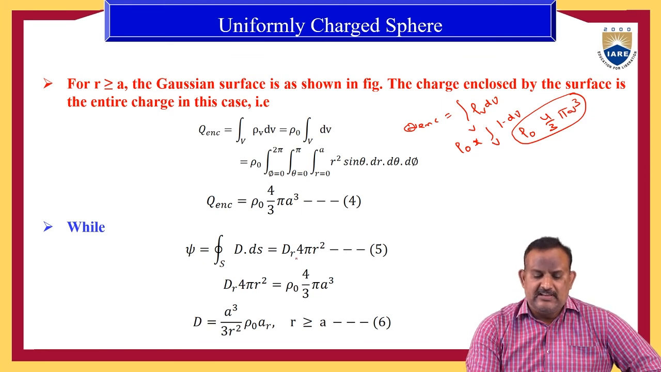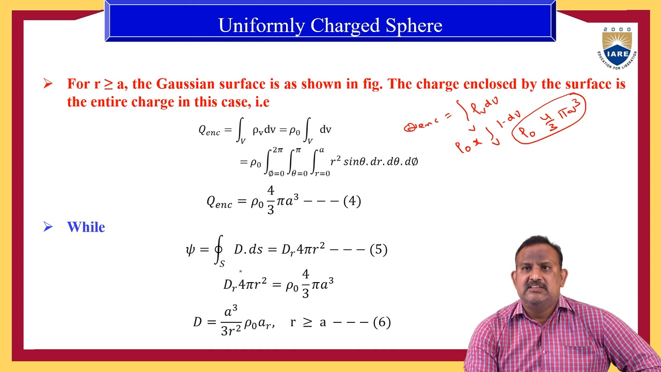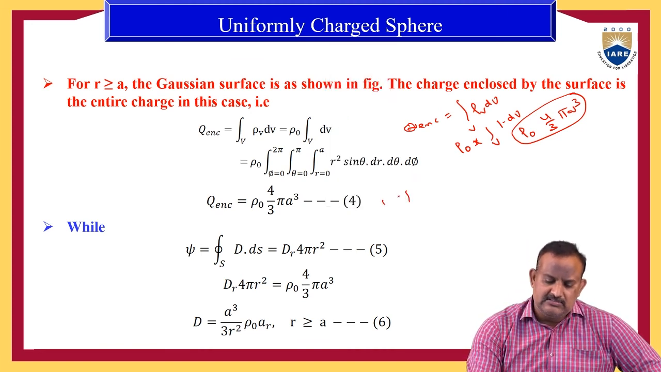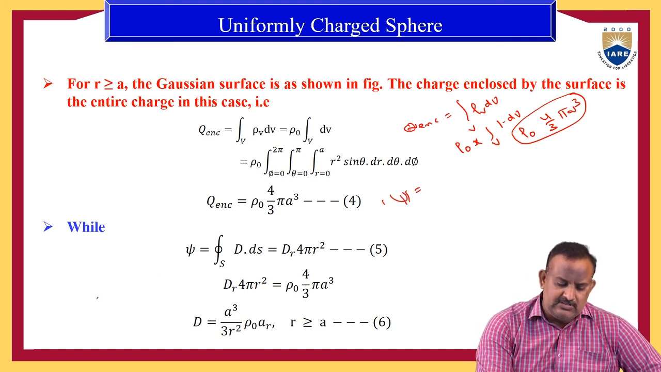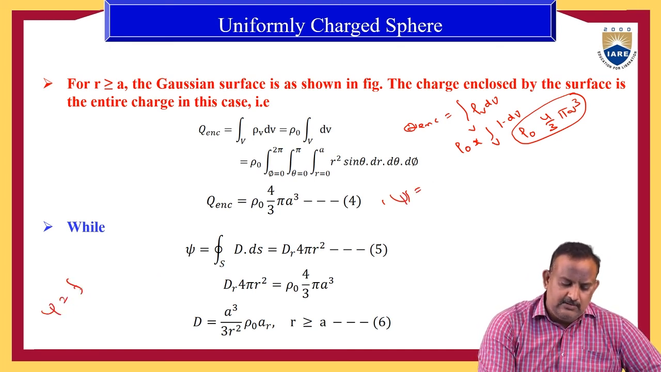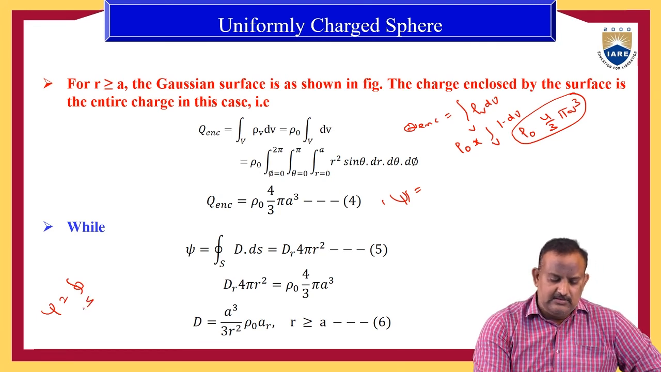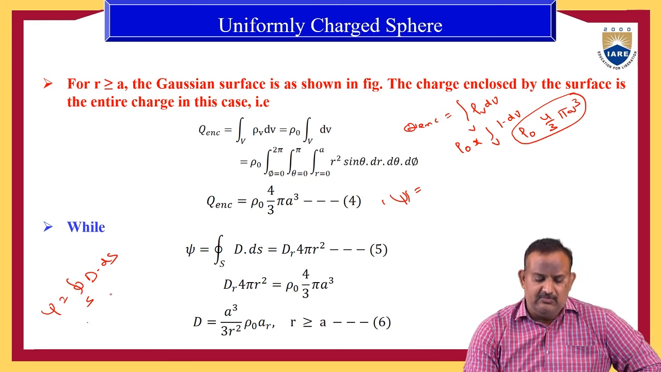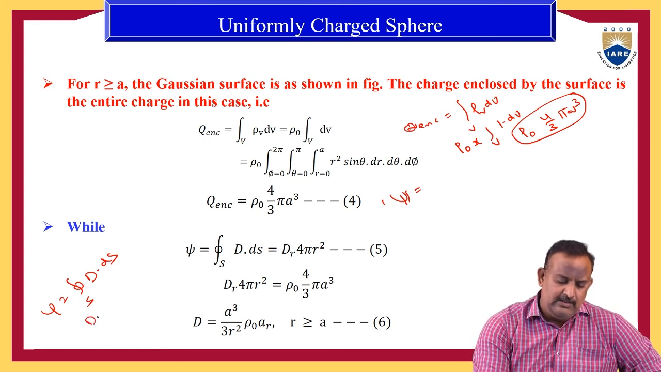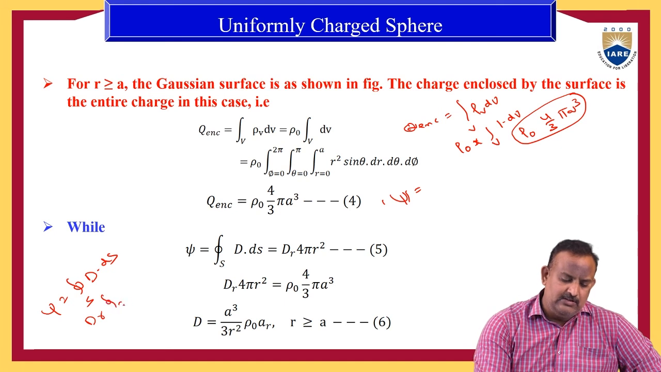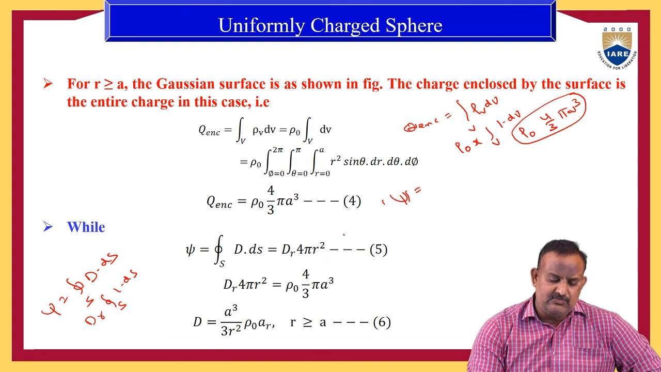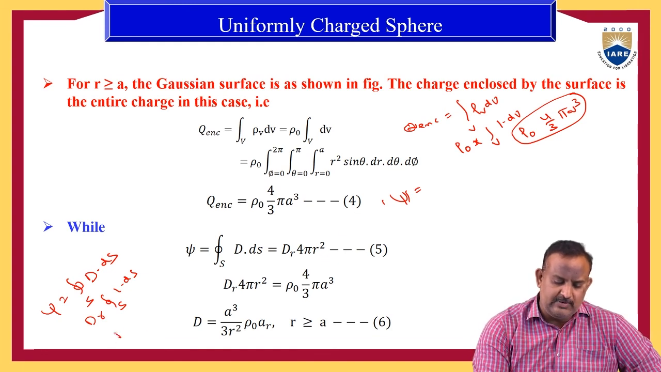Similarly, we need to find the flux enclosed in a surface. The flux psi is equal to the surface integral of D into ds. D is normal everywhere, therefore we can assume D equal to Dr into ar, so it is Dr into the surface integral of 1 into ds. The surface area of a sphere is 4 pi r square. Therefore, Dr into 4 pi r square.